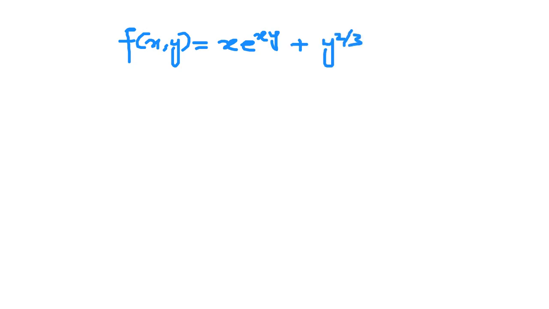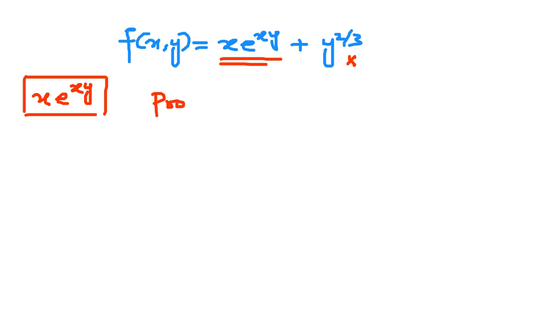I write this function the same: f of xy is equal to x into e power xy plus y power 2 divided by 3. Okay. Now see only this one. Forget the rest of this function. If you have only x into e power xy, this function is the product of x and e power xy. Okay, now forget this one.